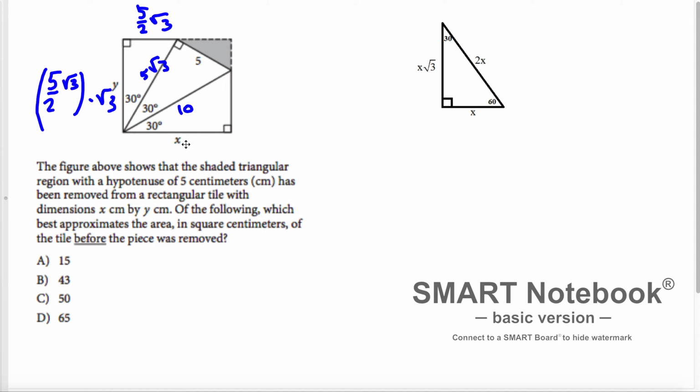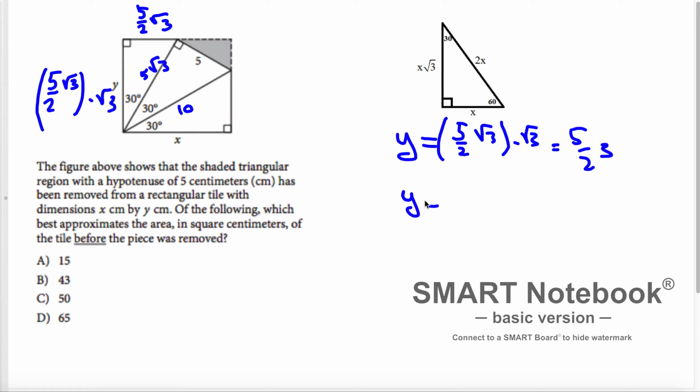But we are looking here to find the x. But let me write here what y is. y is going to be this side, which means 5 over 2 square root of 3 times square root of 3, which is going to be 5 over 2 square root of 3 times square root of 3, which is 3. So in other words, y is going to be 5 times 3, which is 15 over 2. So we already got the y. But now let's look for the x.